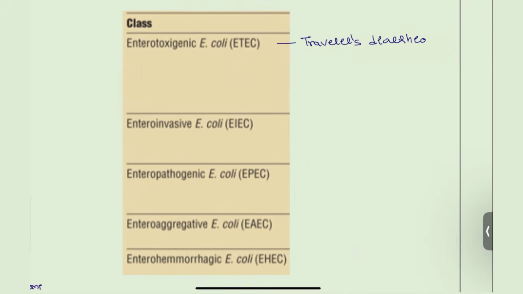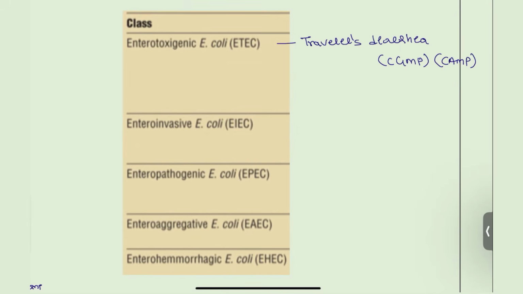And what is the virulence that is very important here? The cGMP and cAMP. These two second messengers are going to cause the virulence in our body. Okay, next one. Moving on to the enteroinvasive.